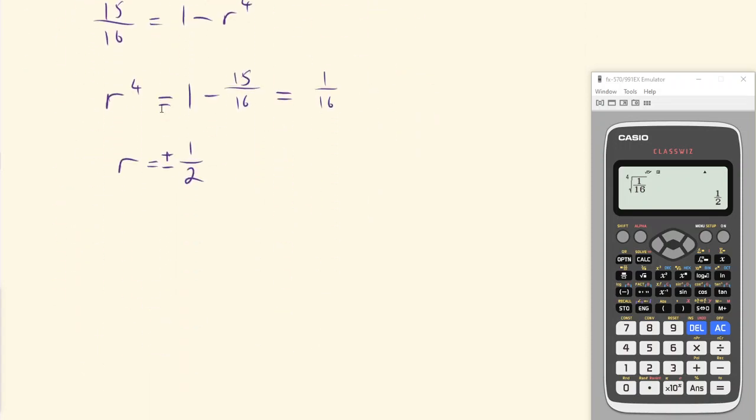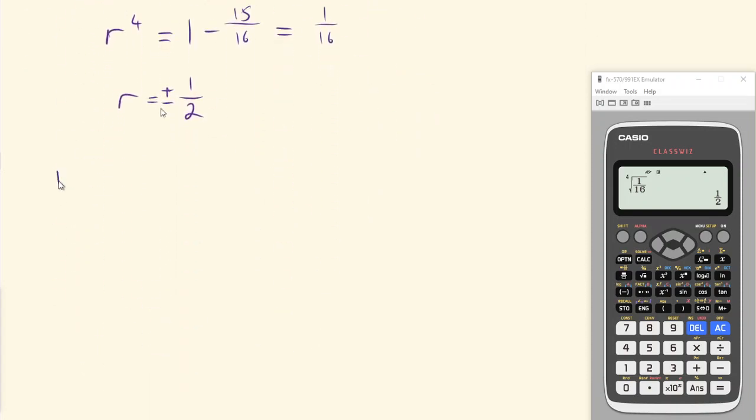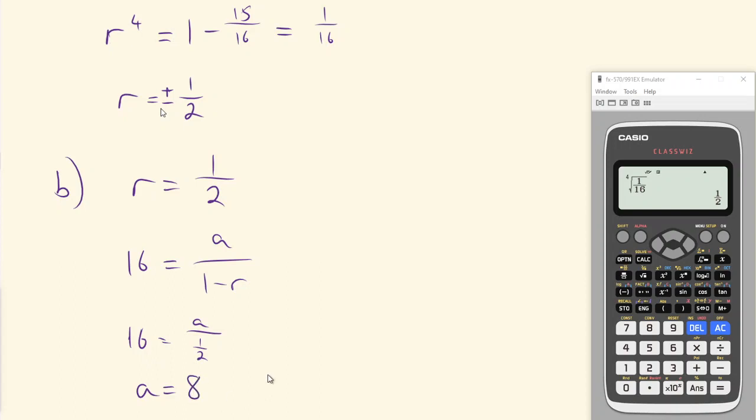So if we go back down to the bottom, for part B, r is definitely now positive 1/2. And it's much easier to use the sum to infinity. 16 equals a over 1 minus r for this. r is a half, so 16 equals a over 1/2. If I sort that out, that means that a has to be 16 multiplied by half, 8. The first term in the sequence must be 8, and we're finished.